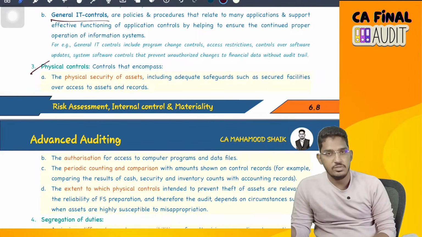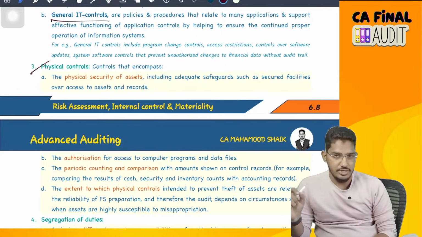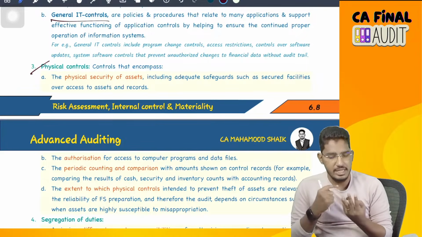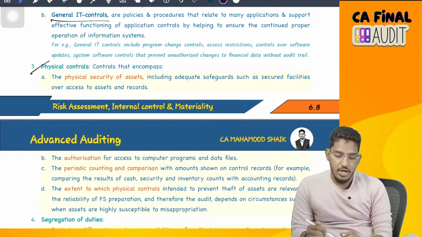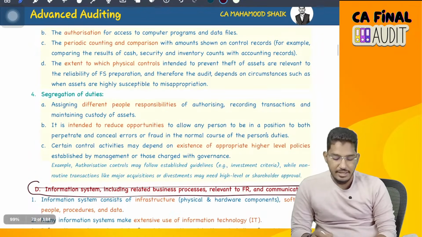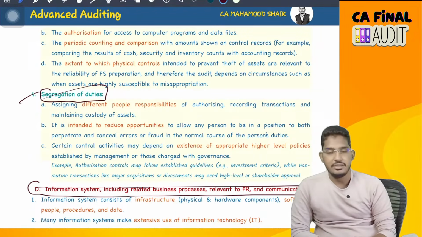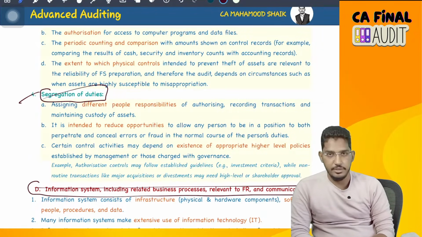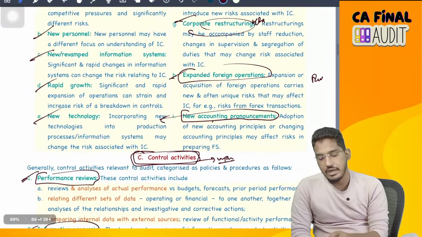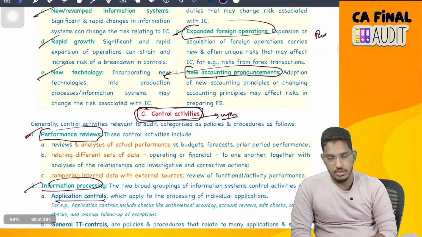Sir, what do you mean by physical controls? Like authorization, approval mechanism, periodical verification, appointment of security guards, installation of CCTV cameras. So in some areas you might feel it fit to implement physical controls. And in almost all the areas you might find that segregation of duties is required to be implemented. So actual policies, actual control activities will start happening in the third component.